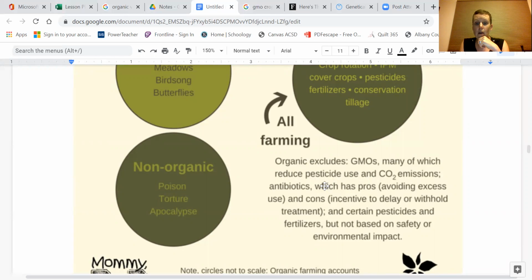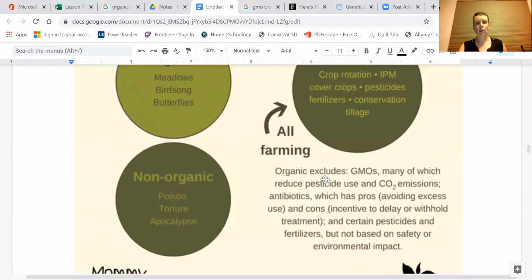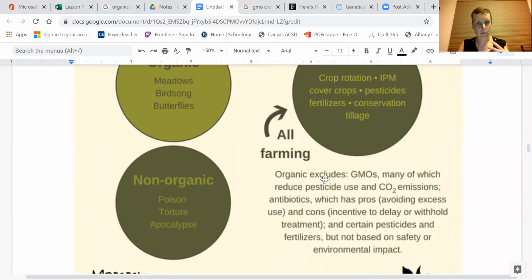GMOs, many of which we use to reduce the pesticides that we use and reduce CO2 emissions. Organic excludes antibiotics, which has pros and cons. Pros being avoiding excess use, and cons is an incentive to delay or withhold treatment. And certain pesticides and fertilizers, but not necessarily based on safety or environmental impact. There's just a big push in the organic world that if it's man-made, it is more dangerous. And there's definitely a debate on that topic. Okay, so that is organic.